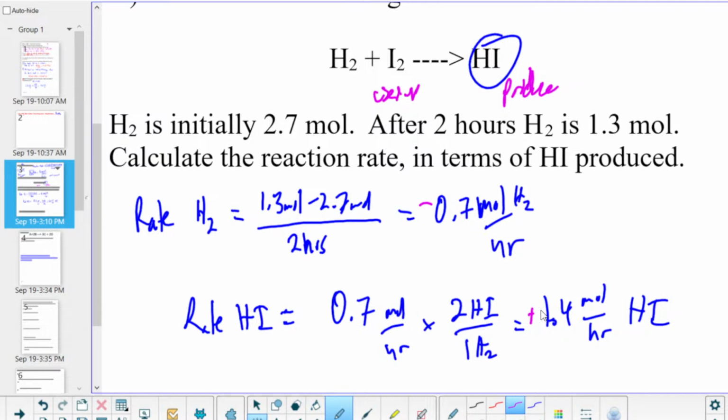We say, oh, it's 1.4 moles per hour HI produced because it's a product, whereas it's 0.7 moles per hour H2 used up. And I don't have to include the negative sign there because I said used up. If I want to express it mathematically, I'll put in the negative sign. But yeah, it's always final minus initial.